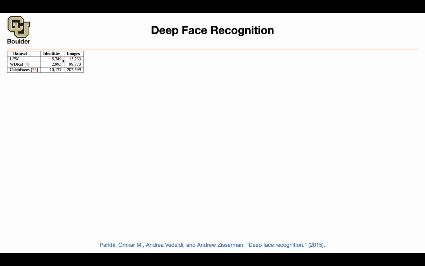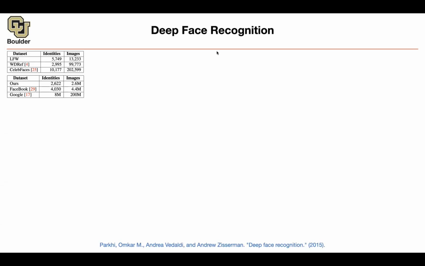It has few identities, around 5,000 or 6,000, and it's a small data set. These CelebFaces and WDRef are also small, relatively speaking, for training a deep model. The result that you just saw was from Facebook. They have this many identities, and they have a lot of data, a lot of images. But this data set is not public. There is also a data set from Google, 8 million identities, 200 million images. That one is also not publicly available.